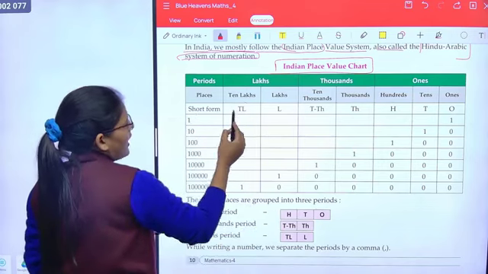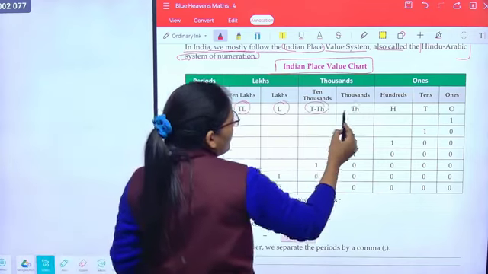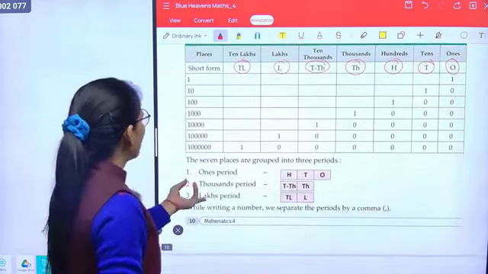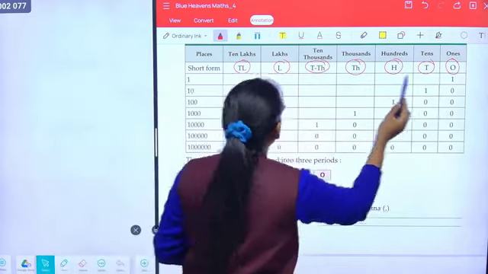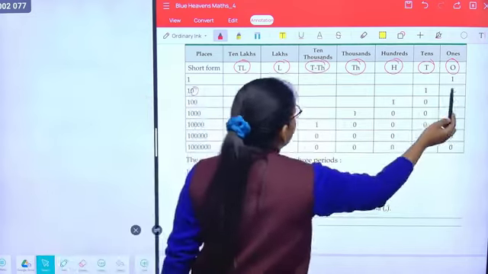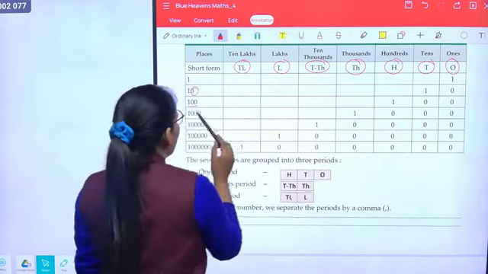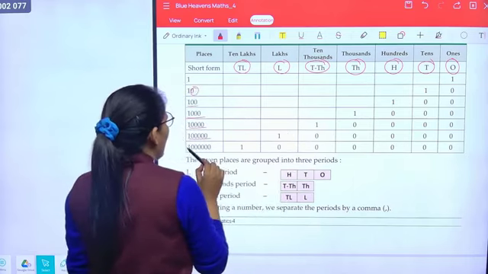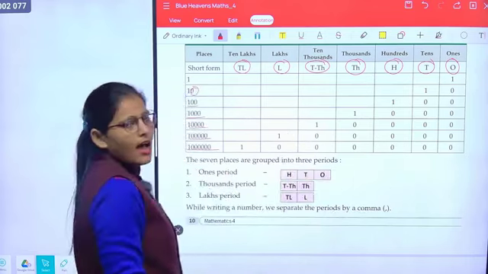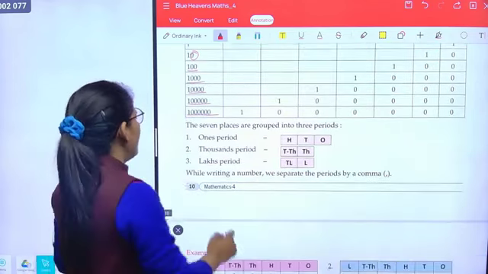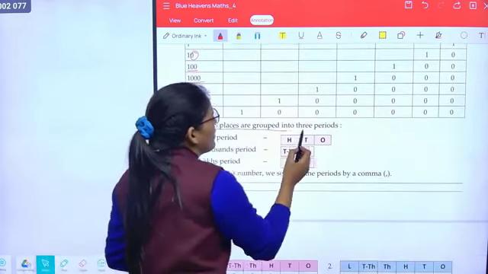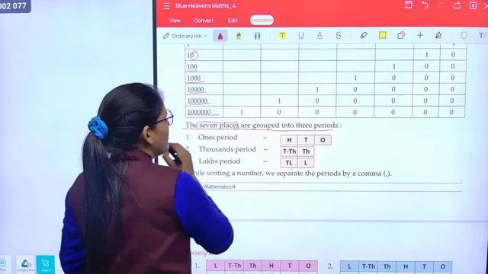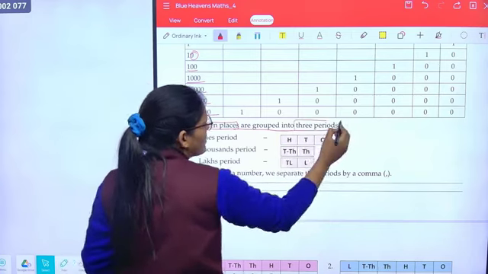Short form: 10 lakh, lakh, 10,000, 1,000, 100, tens, ones. Now, 1 is in the ones place, 1 zero is tens, 2 zeros become 100, 3 zeros 1,000, 4 zeros 10,000, 5 zeros lakh, and 6 zeros 10 lakh. Understand, class? Now the 7 places are grouped into 3 periods.